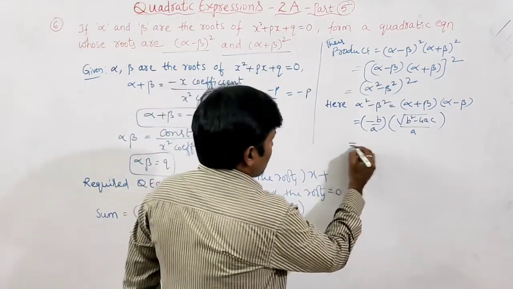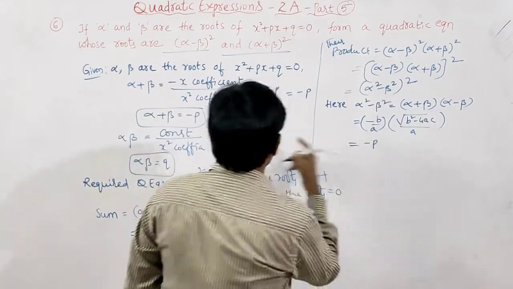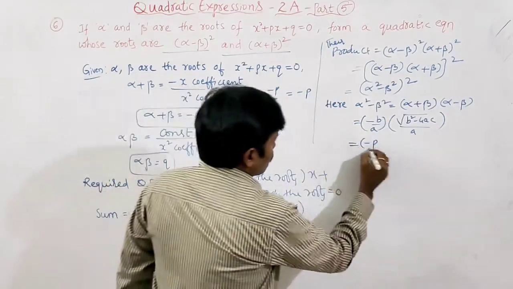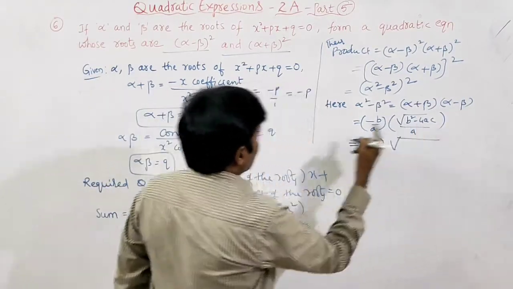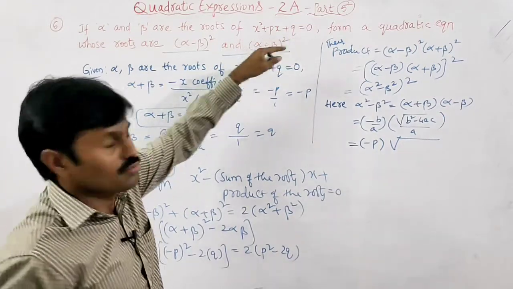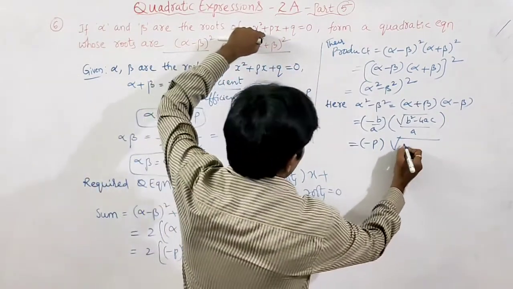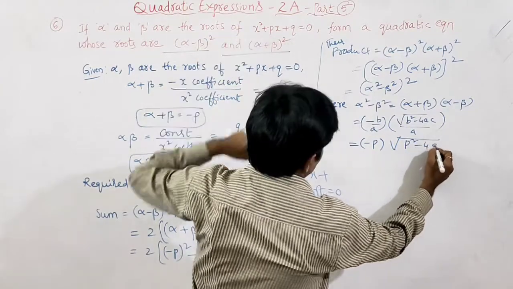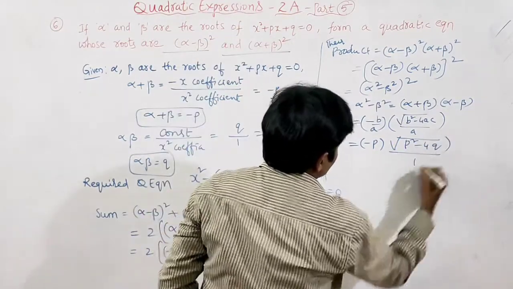So if you apply the values, alpha plus beta value is minus p here, into the square root of b square minus 4ac. Here a is equal to 1, b is equal to p, c is equal to q. So b square means p square, minus 4ac, by 1.